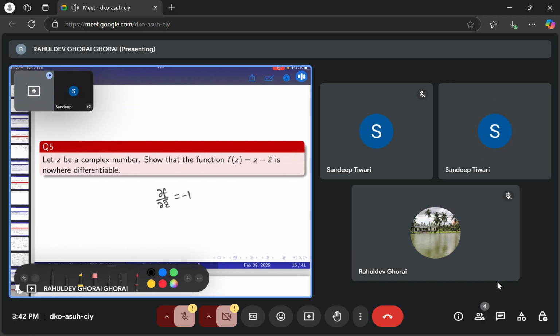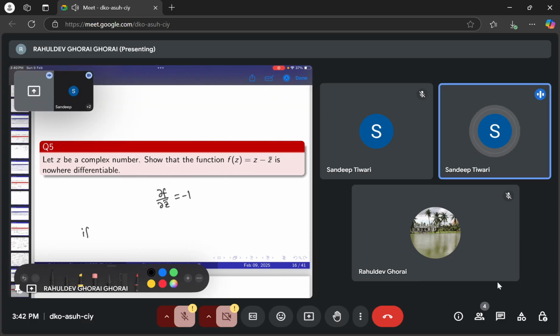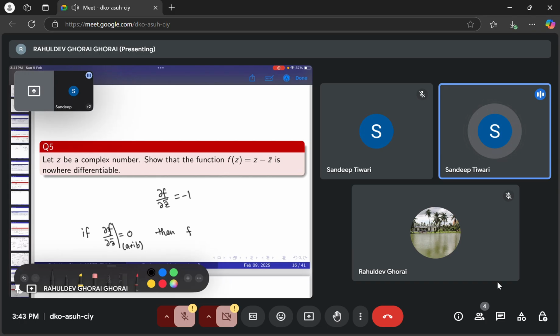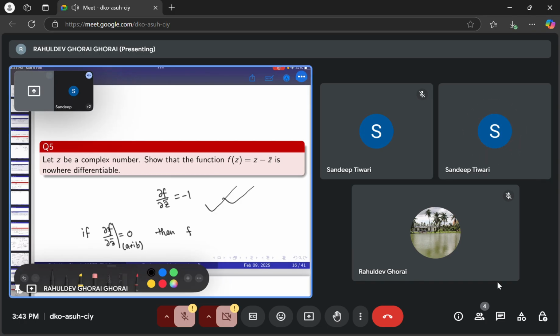But if it is 0, can you say it is differentiable? No, sir. Del f del z bar is equal to 0, then f, let's say at a point a plus ib. Sir, this is a necessary condition for differentiability, sir. Good, good. Then if I was asking, I knew this. If f is differentiable. So no answer is no.